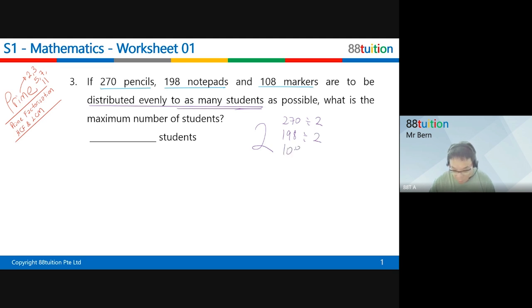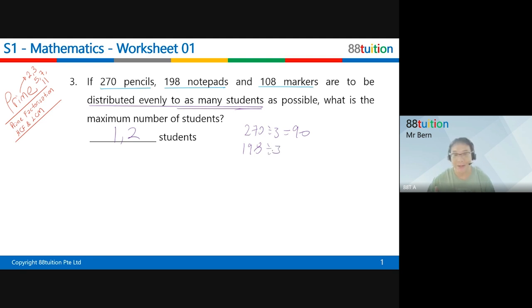Yes. Can 108 be split among Brian and me? Can. So the answer can be 1. It can be 2. Correct or not? Can you see or not? All right. Can the answer be maybe 3 or not? So you have to check whether 270 can divide by 3 or not. Can. 198 can divide by 3 or not?